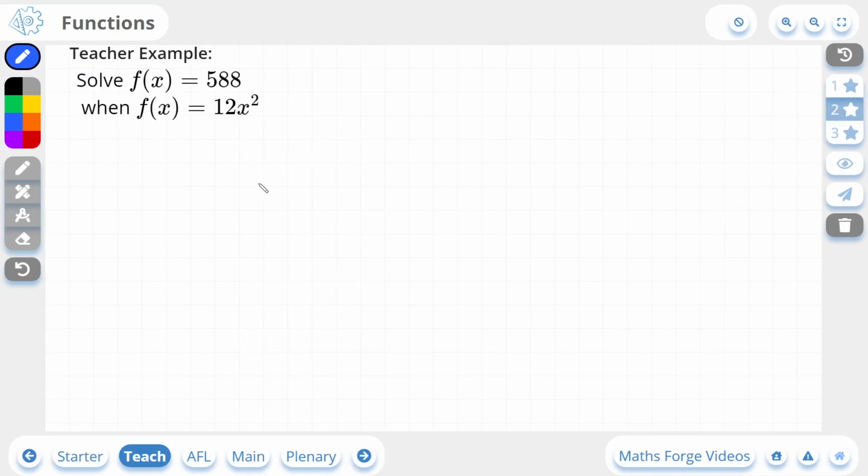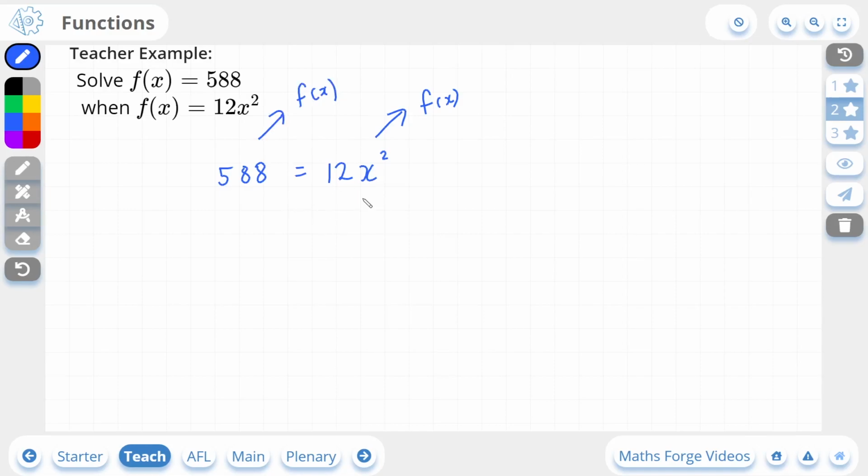Now let's do a 2-star example. Here we're being asked to solve f of x is equal to 588 when f of x is also equal to 12x squared. Well, if f of x is equal to 588 and also equal to 12x squared, we can therefore equate these two values to each other. So we're going to have 588, which is equal to 12x squared. Because of course, each of these represent f of x. So if they both represent f of x, then they are equal to each other. And that's the logic behind that.